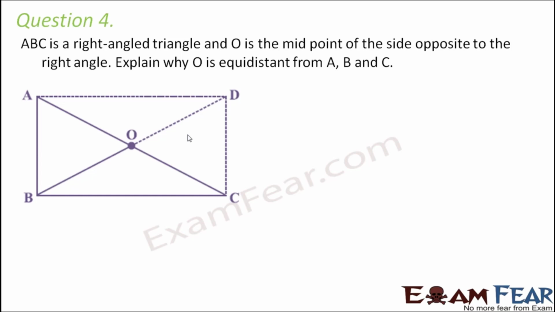Question number 4. ABC is a right angled triangle and O is the midpoint of the side opposite to the right angle. So right angle is this angle, angle B. So AC is the side opposite to the right angle. Explain why O is equidistant from A, B and C. Basically, you have to prove that this distance is equal to this distance. That is, OA is equal to OB is equal to OC. So this is what you have to basically prove.